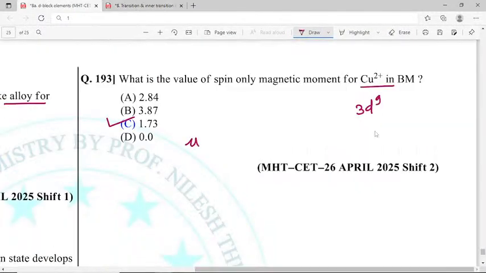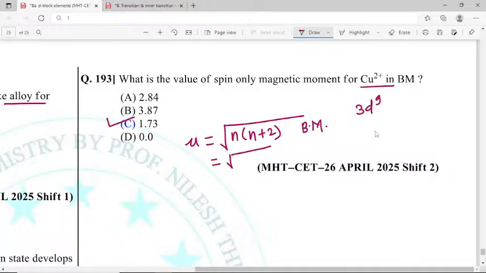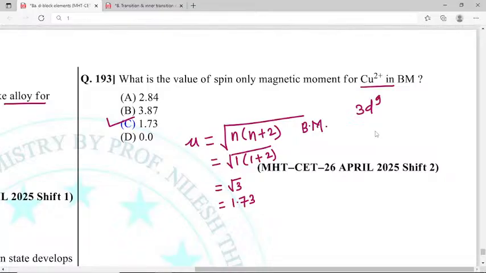What is the formula here? Mu is equal to the square root of n into n plus 2, Bohr magneton. If there is 1 unpaired electron, then the square root of 1 times 3, that is the square root of 3, is 1.73 Bohr magneton. Here n is the number of unpaired electrons, equal to 1, in 3d9.